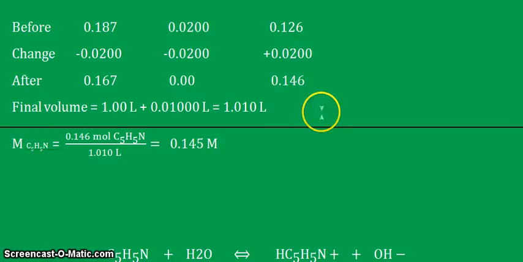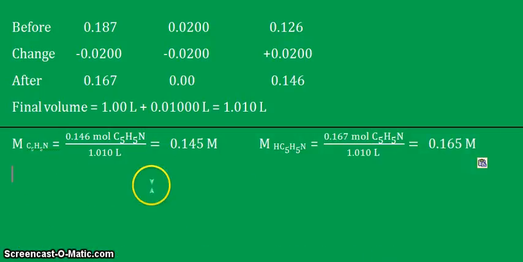Remember, that's the after, divided by the total volume of the solution, 1.010 liter. So that's equal to 0.145 molar. That is the final molarity of the pyridine in the solution. So let's do the rest of the species.